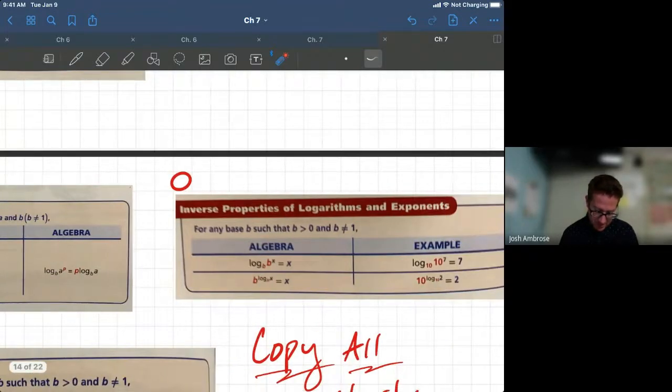Inverse properties. This key piece right here, the base and that whole number have to be the same, or this coefficient and the base right there have to be the same. If it is, this will work. Here's your example. You got a log with a base 10. That whole number right there, 10, it will work. Or you got this coefficient 10 here, and then a base 10 here, that will work. It's not like they have to be 10, but they have to be the same. And that's all about inverse property.